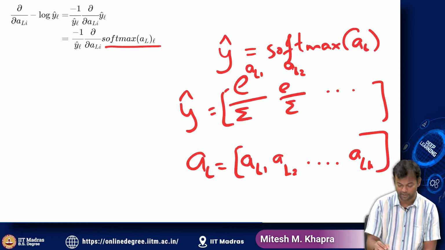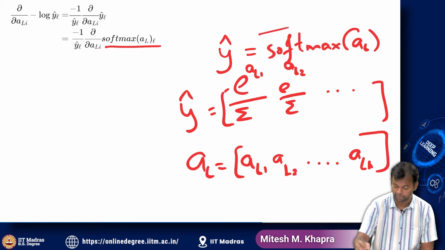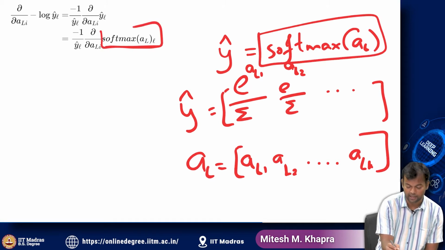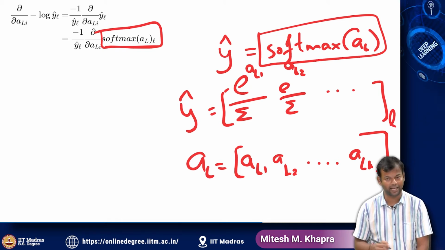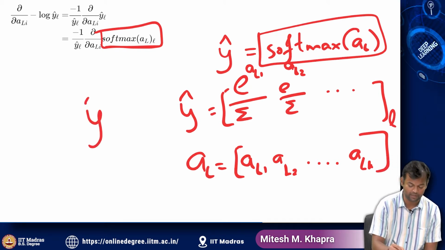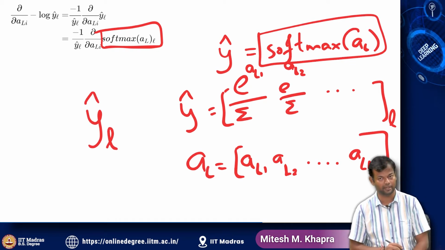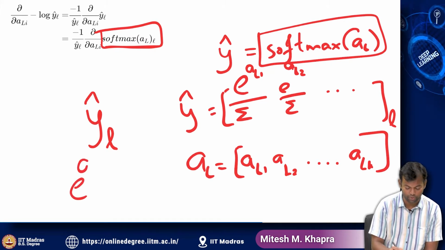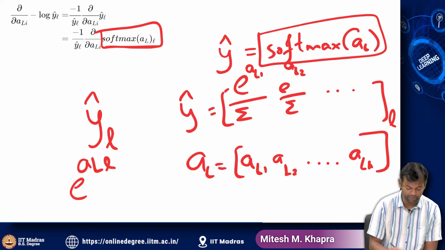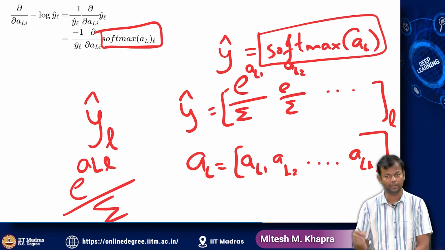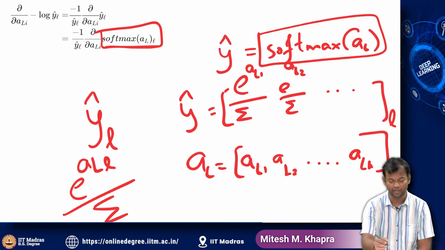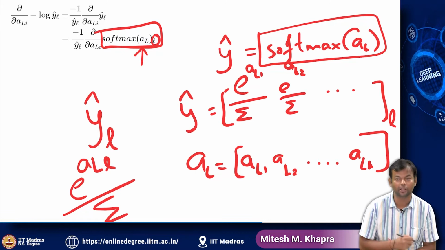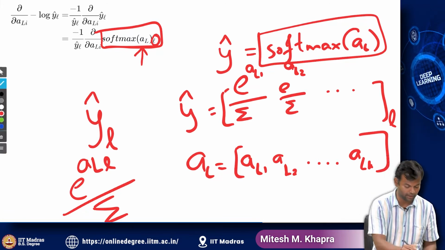So this y hat is a vector, AL is a vector. So this softmax of AL is actually a vector, and what this is saying is that I am looking at the lth element of that vector, which is the same as y hat L. So that's what this formula is saying. Nothing great here. And what is the lth element of y hat? It's going to be e raised to AL, suffixed with l, divided by the summation of all the exponents. So that's what y hat L means. This is softmax of the vector AL, and then taking the lth component of that. So that's what that notation means.